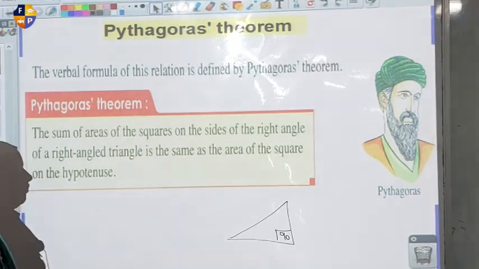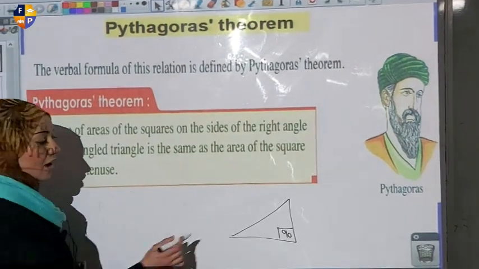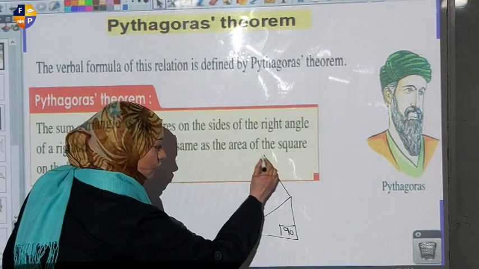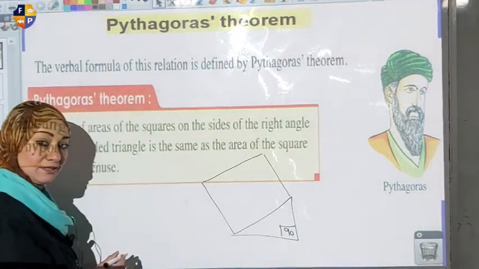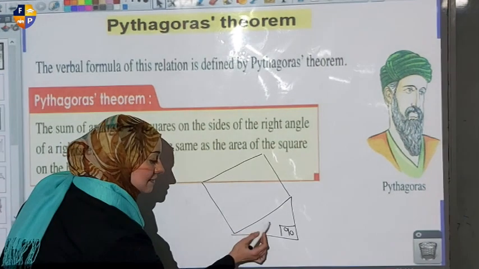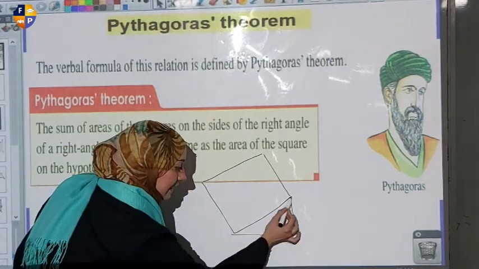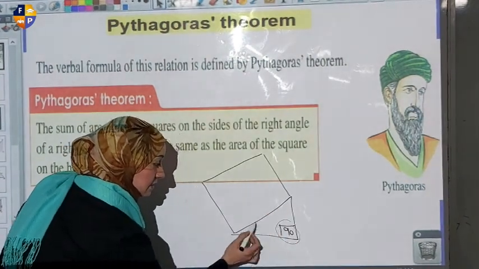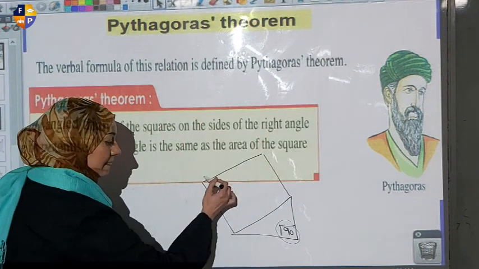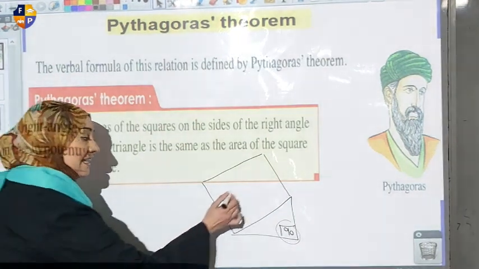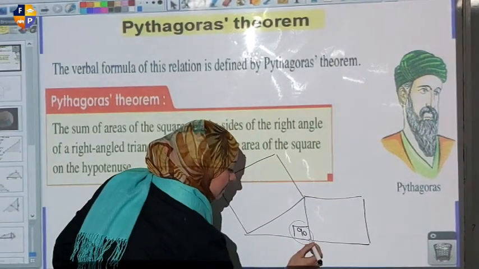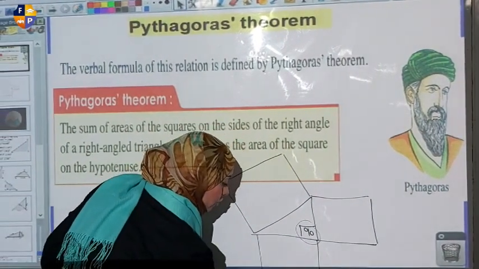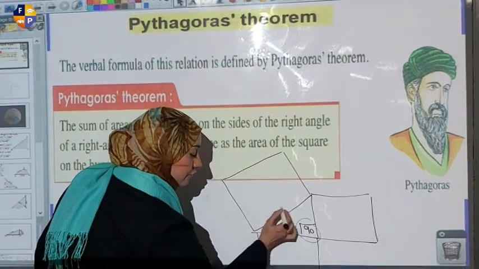What did he prove? He proved that if I draw a square on the hypotenuse, do you remember the hypotenuse? The hypotenuse is the side opposite to the right angle. This is the hypotenuse. And if I draw a square on the hypotenuse, this area equals the area of the two squares on the two sides of the right angle.